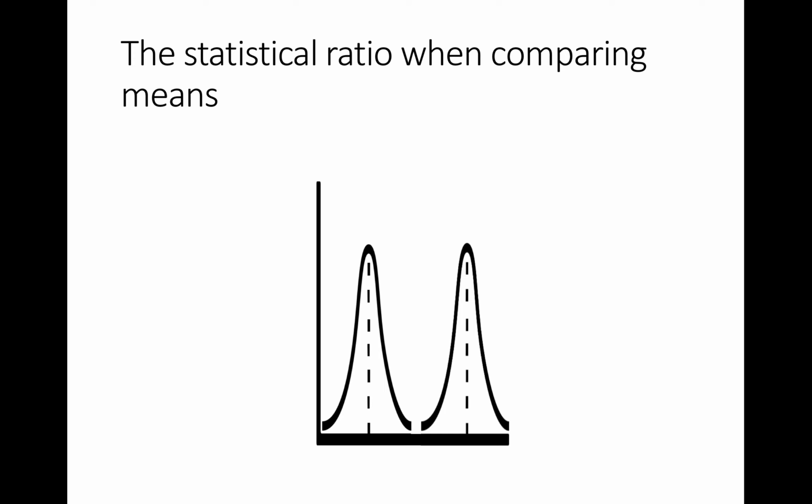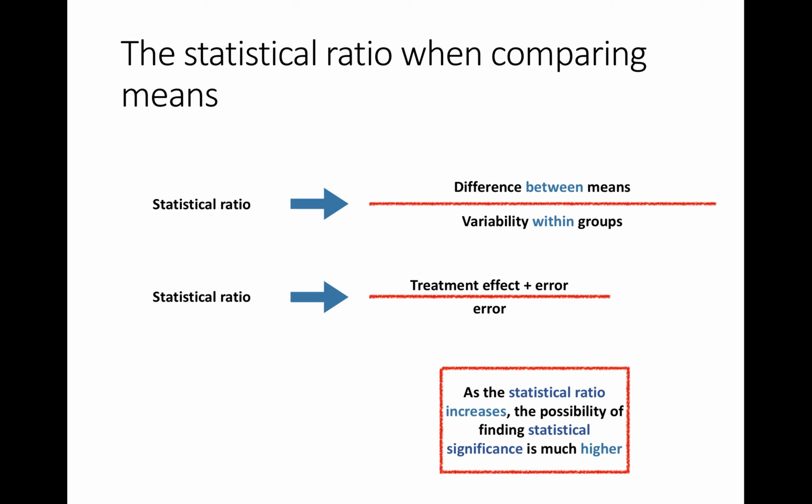So that's what the statistical ratio is. The statistical ratio is nothing else than the difference between means divided by the variability within groups. If the difference between means increases, you'll have a bigger number in the numerator and your statistical ratio will be more than 1. If the variability within groups decreases, you have a smaller number in the denominator, which will also make your statistical ratio a bigger number. So when you have a big statistical ratio, it's easier to find statistically significant differences.